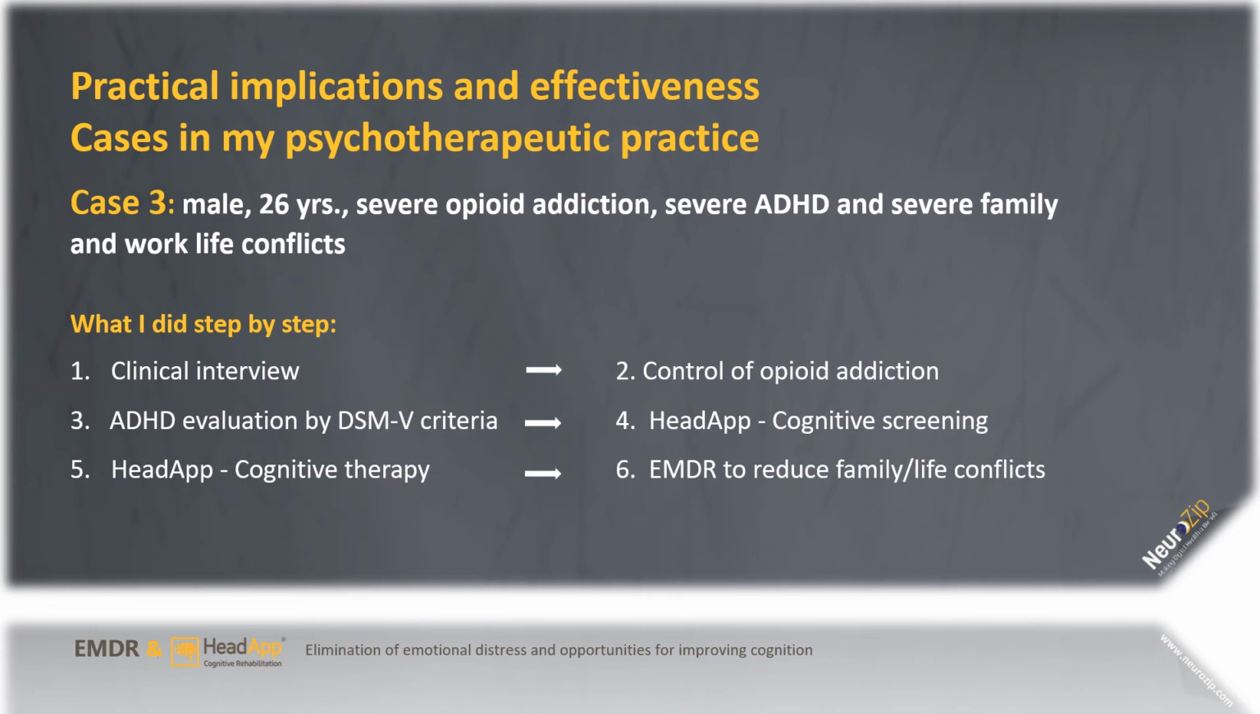So, step by step, the first is a clinical interview. One can never do anything with diagnosis or treatment unless you know something about that person's background and some tentative diagnostic issues. Control of the opioid addiction. That would have a great effect on us doing assessments if he were under the influence daily as he was. ADHD evaluation by the DSM-5 criteria that psychologists and psychiatrists daily use. HeadApp cognitive screening came next, with then recommendations for therapy based on that screening. And the last is that EMDR, which was not last in order, but EMDR was begun near the very beginning to reduce the effect of family life conflicts.